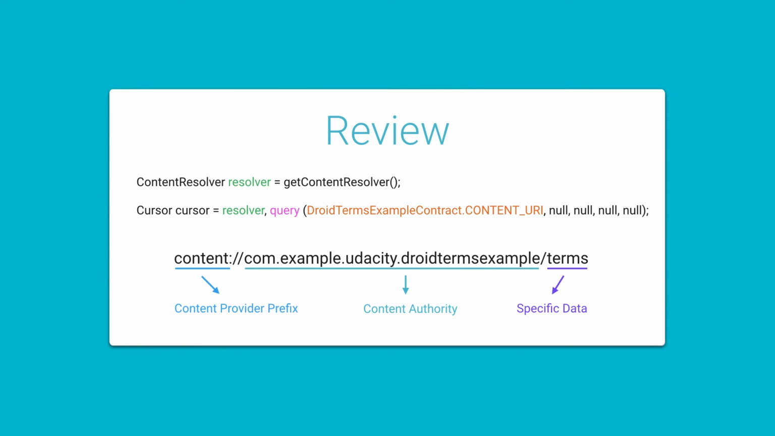Okay, so let's review what all of this code does. The first line gets the content resolver for the query. The second line calls the query method on that resolver. And using the query method is specifying that we're performing a read operation. To that query method, you pass a URI. The URI defines the exact data you're trying to read or manipulate. The rest of the query method, for now, will take a bunch of null parameters. We'll talk about these shortly.